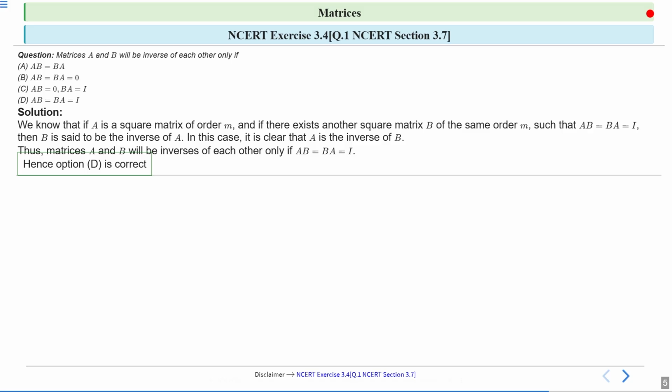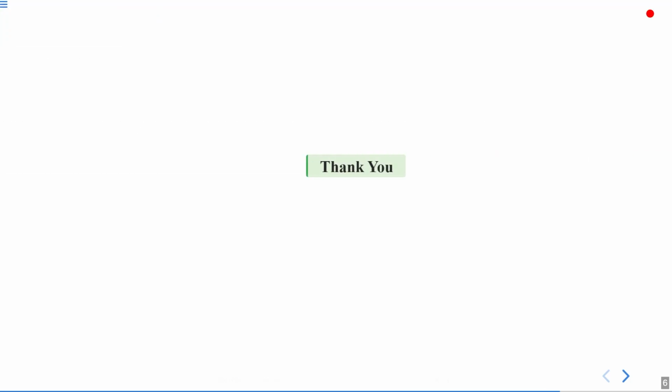Got it. So matrices A and B will be inverse of each other only if AB is equal to BA is equal to I is the right answer. Okay, thank you so much.